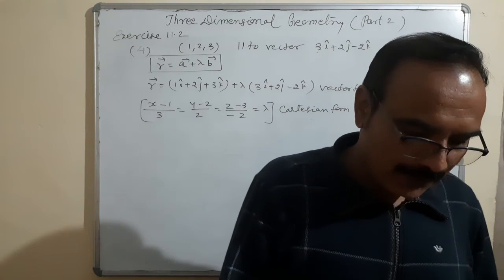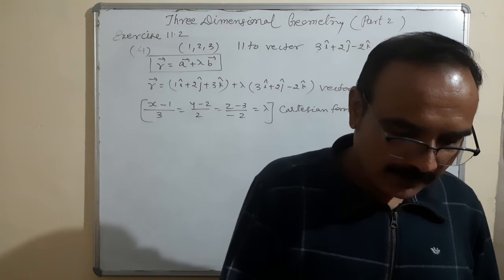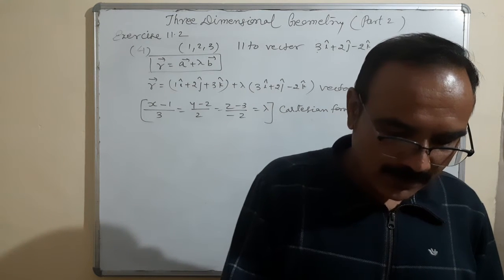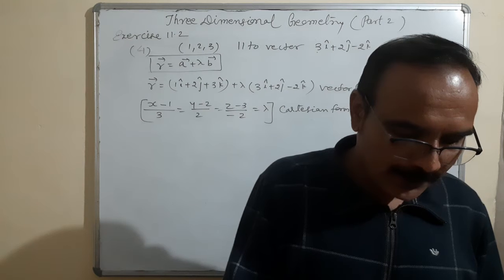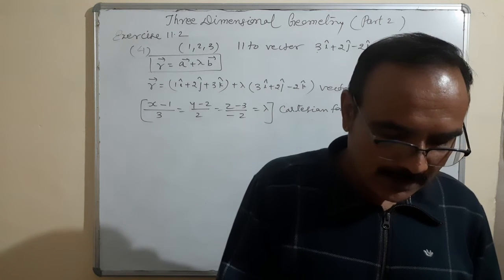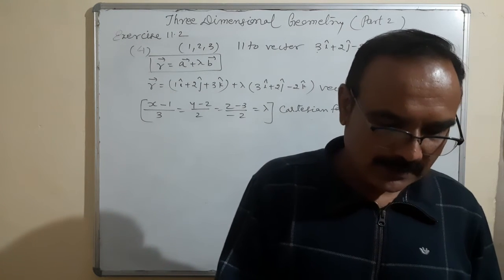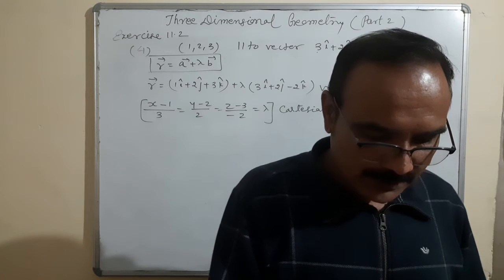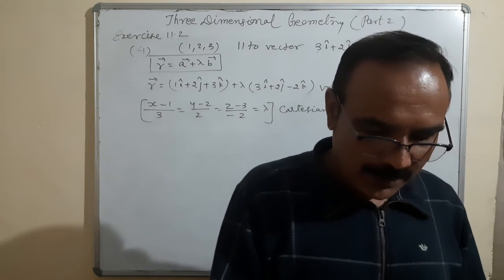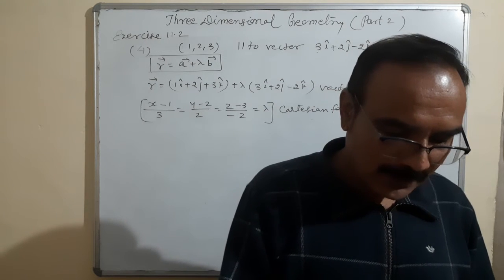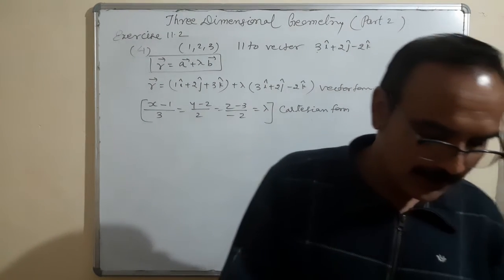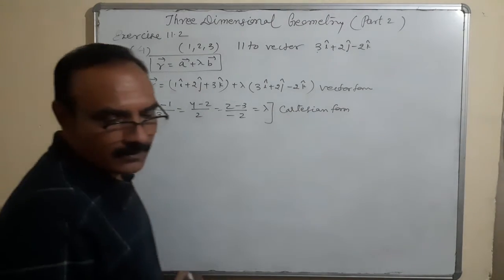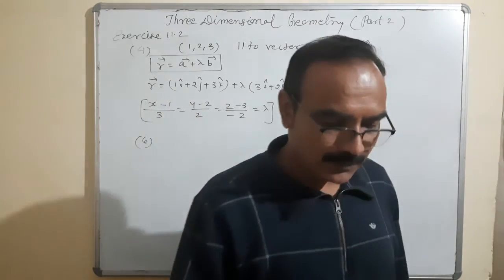Next, question number 5. Find the equation of the line in the vector and in the Cartesian form that passes through the point with the position vectors this and in the direction of that. The same question is there. Find the Cartesian equation of the line which passes through the point minus 2, 4, minus 5 and parallel to the line. Sixth question I am solving. Fifth is the same as fourth.